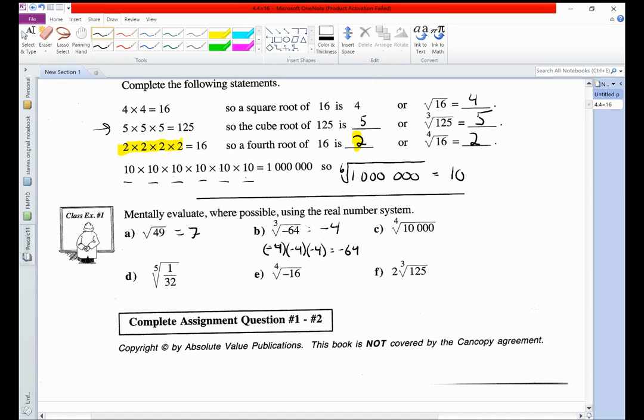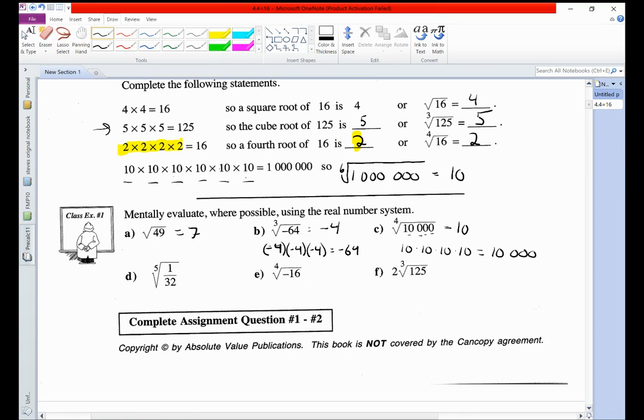The 4th root of 10,000, there's a little trick with powers of 10, right? 10, 100, 1,000, 10,000. If you're taking the 4th root and there's 4 zeros, 2, 3, 4, the answer is going to be 10, right? 10 times 10 times 10 times 10 is going to equal 10,000.